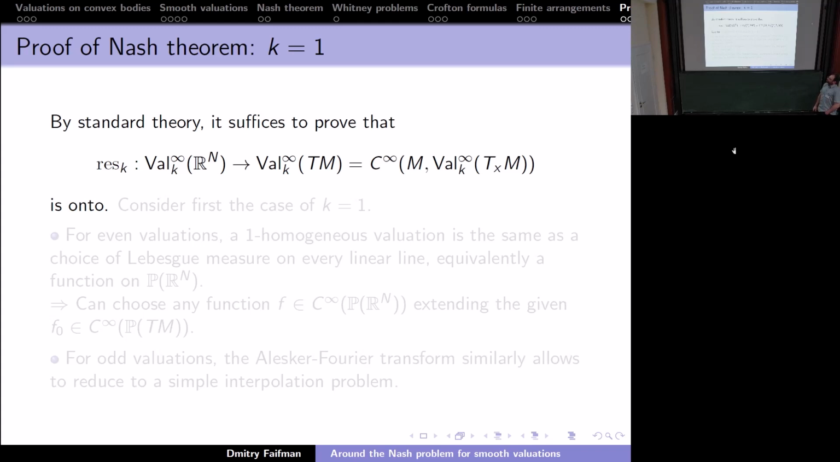Okay, so now I want to give a more or less complete proof of the main theorem. It will take just 2 slides, and 5 minutes.